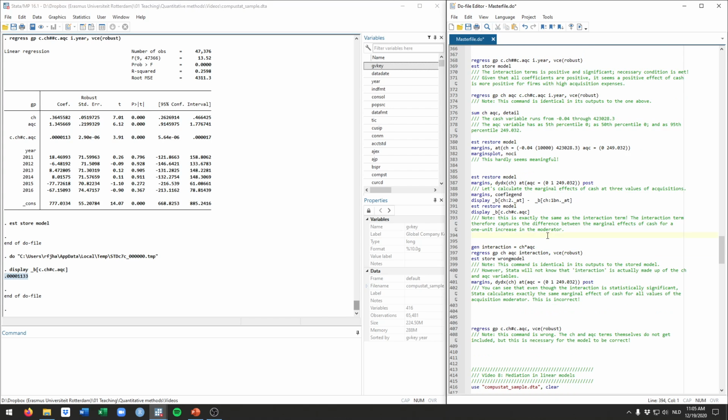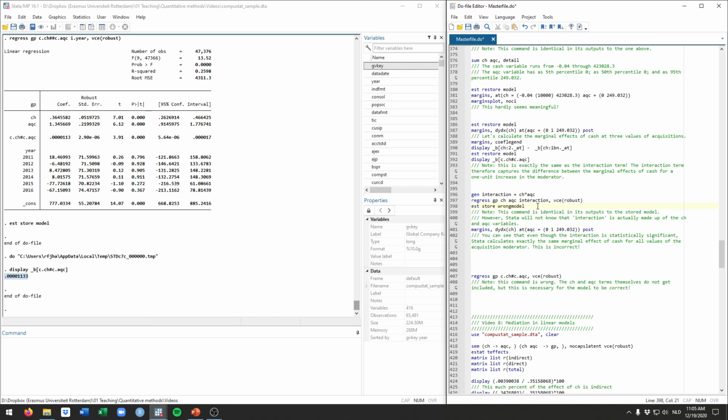Now to conclude what we have done, we have seen that there was a significant positive interaction term, so this suggests that the effect of cash was positively moderated by acquisitions. However, when we both plotted the effect of cash across its range, as well as just checking the marginal effects, it was very clear that actually in economic terms, this effect was not meaningful. So this just highlights how important it is to really substantively interpret your moderation effects.